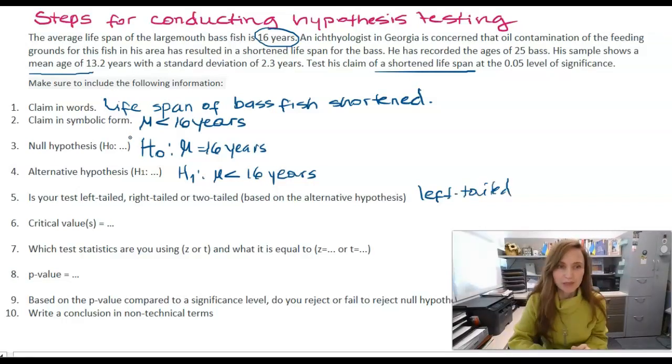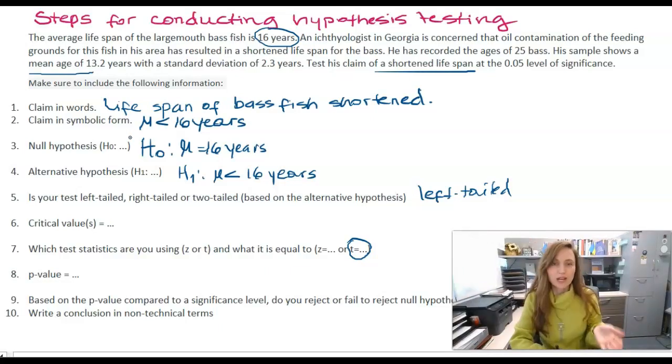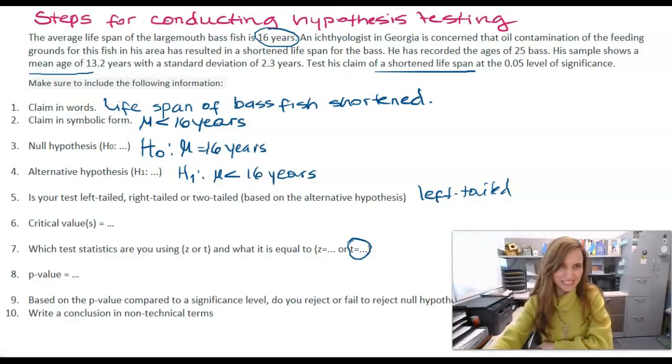To answer the question about critical values, we'll need to use StatCrunch, so I will open it in a minute. Also, which test statistic are we using? That would be the T statistic because we are testing a hypothesis again about the population mean. So it will be T. The P-value we will also find from StatCrunch, and then based on the p-value, we will reject or fail to reject the null hypothesis, and then we'll write the conclusion in non-technical human terms.